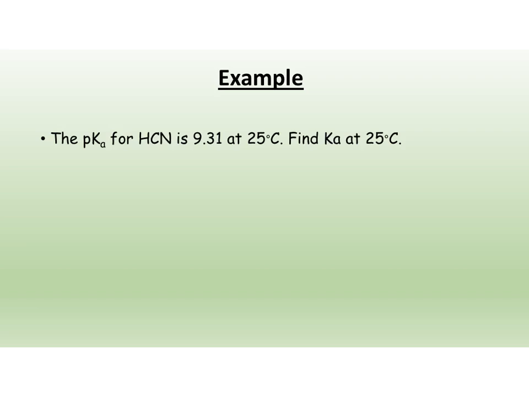All right, so here's a little example. If the pKa for HCN is 9.31 at 25 degrees Celsius, what's the Ka? Okay, so we know that pKa is equal to the negative log of the Ka. And to solve for Ka, because that's what our problem's asking us to do, we need to do 10 to the negative pKa. So 10 to the negative 9.31, and that's going to give us our Ka value, and it ends up being 5 times 10 to the negative 10th.